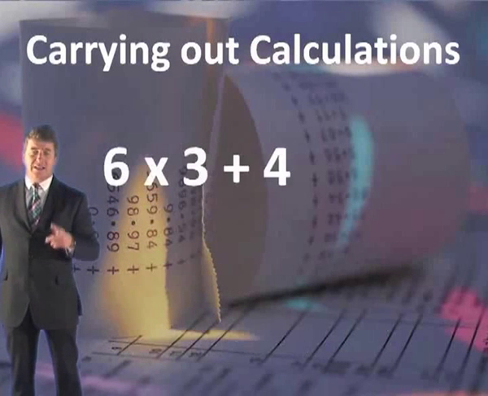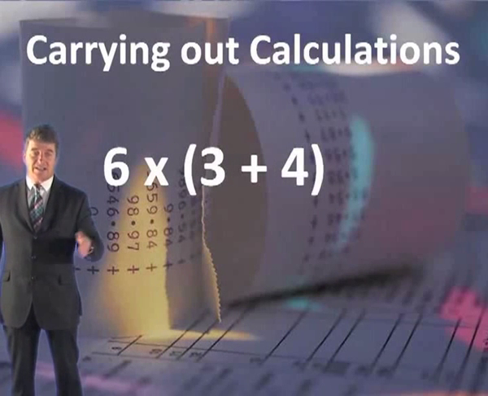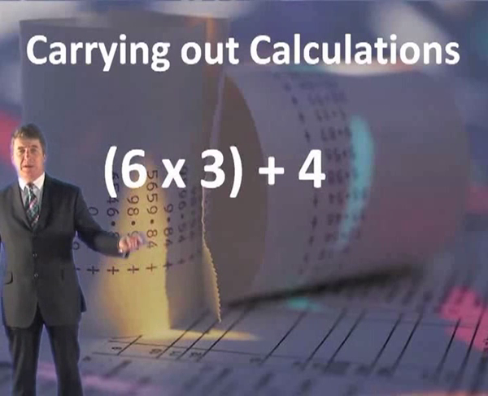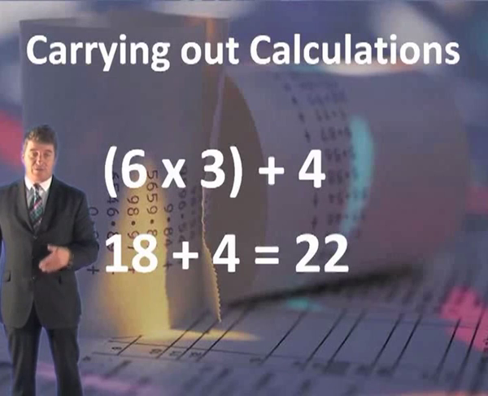For example, what is 6 times 3 plus 4? Well, if you carry out the addition first, you get 6 times 7, which is 42. However, if you carry out that multiplication first, you'll get 6 times 3 plus 4, which is 18 plus 4, which is 22. Do you understand? 42 or 22. You've got to carry it out right. You've got to carry out your multiplication and your division before you carry out your addition. Do you see how important it is that you do that?